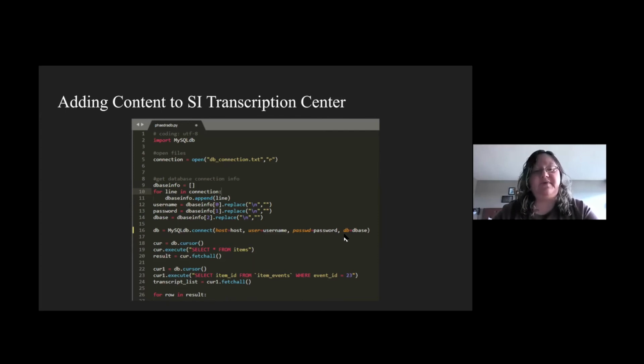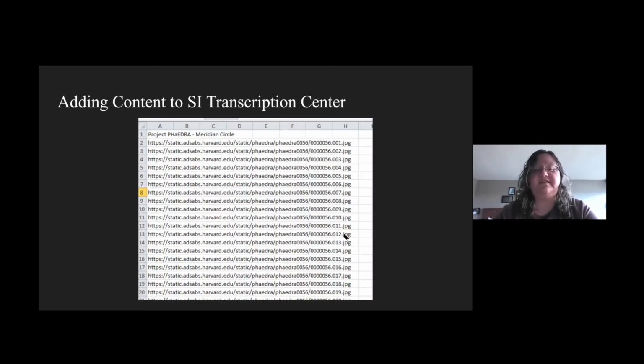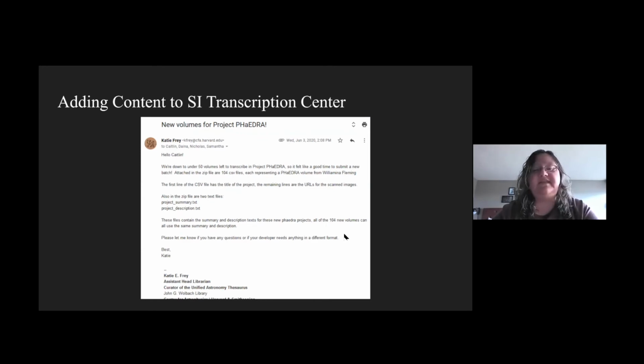I wrote a Python script that exports information from our PHaEDRA database and generates a CSV file for each notebook. And the CSV files look like this. So it's pretty simple. There's the title of the volume at the top, and it lists the URL for each page image below that. So I would collect a batch of about 50 or so of these together into a zip file, and then email them to Caitlin Haynes, who is the Smithsonian Transcription Center Program Coordinator. And then she would work with developers at the Transcription Center to have our projects manually added to their databases.